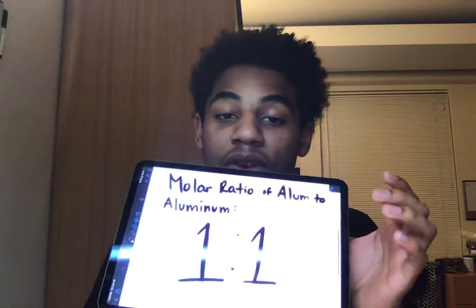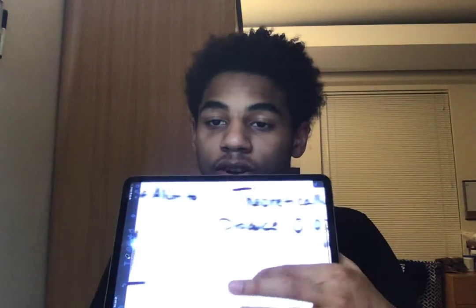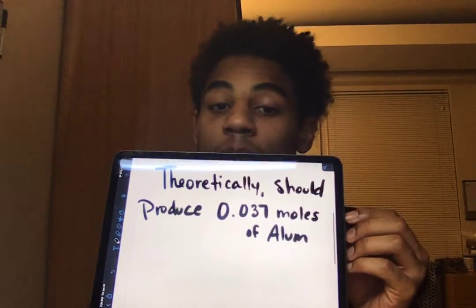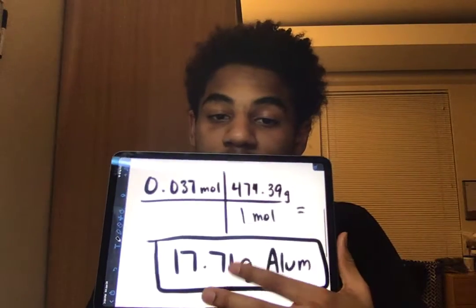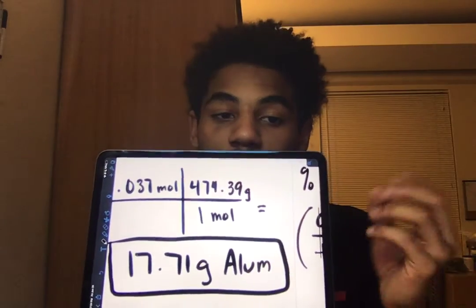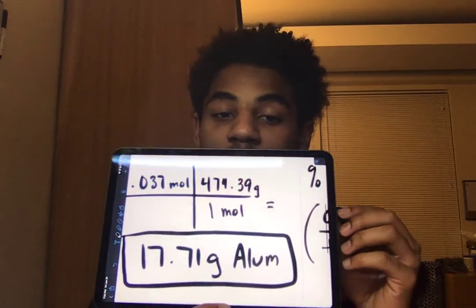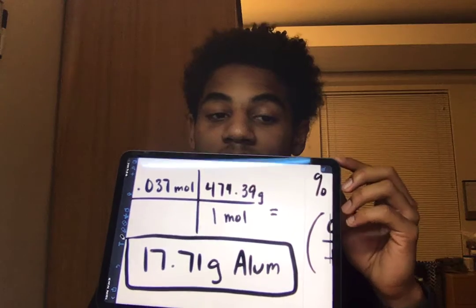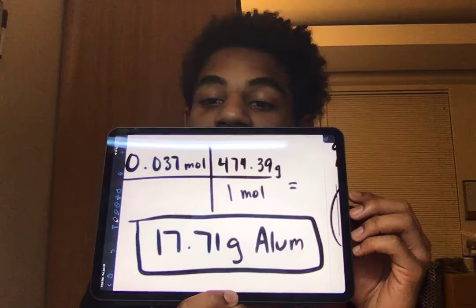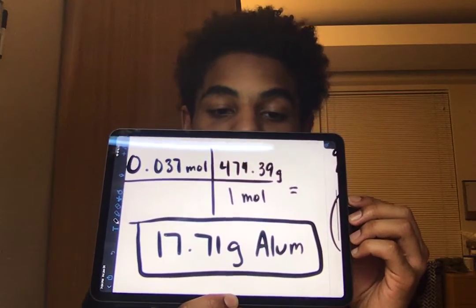Now, we also know that the molar ratio of alum to aluminum is 1:1. So theoretically, we should have also produced 0.037 moles of alum, which, using the molar mass of alum, which is 474.39 grams per mole, we can multiply the molar mass and the moles we should have produced to figure out the mass of the alum theoretically produced, which, as you can see here, turns out to be 17.71 grams of alum.